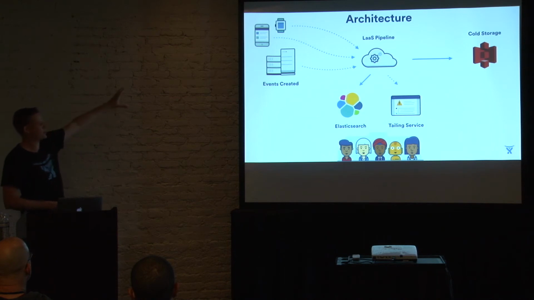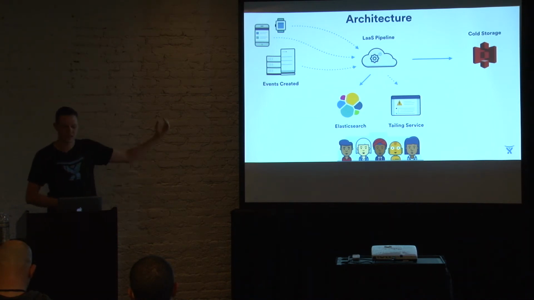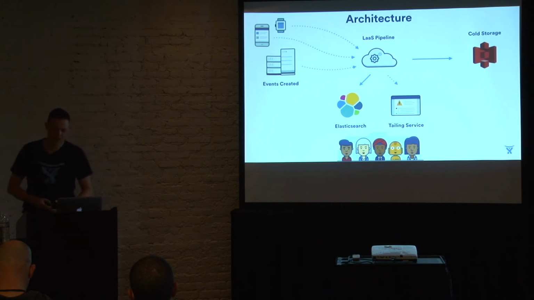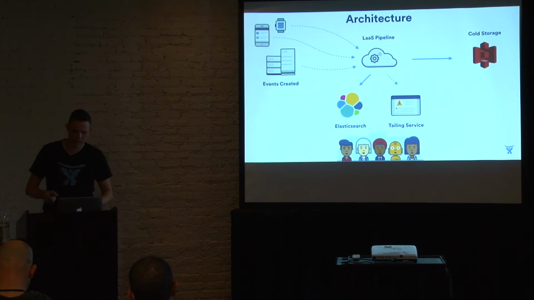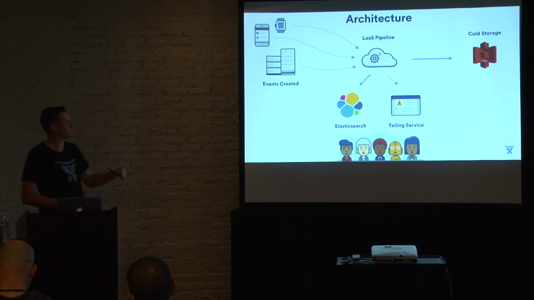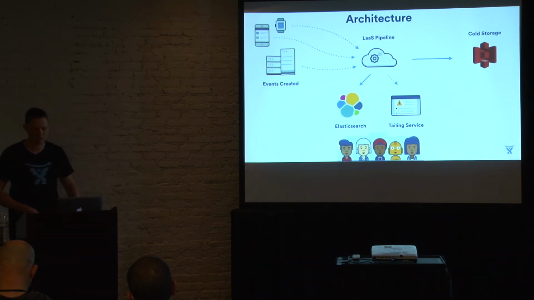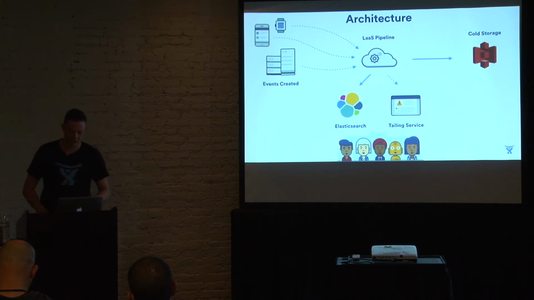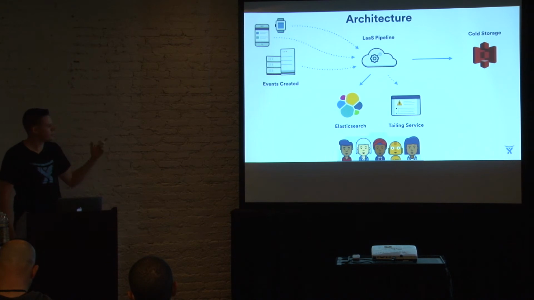We have events being created all across the Atlassian infrastructure. Everything produces events, sends it to the LAS pipeline, and then, as I said, we multiplex those out to different places. One of those is cold storage, like basically it just hits S3, we park all the JSON there. And then the other scenario is we just copy the logs into Elasticsearch, give them to developers to look at via Kibana. That's great. There is a service here called the tailing service.